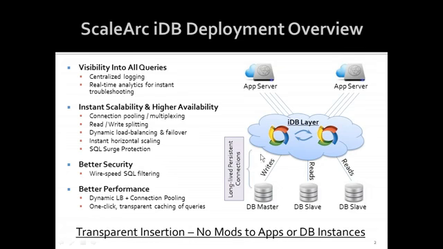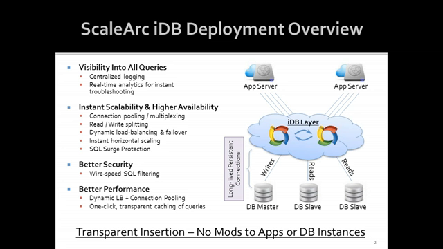IDB, for intelligent databases, is a software technology that is deployed in between application servers and database servers. It's a transparent deployment so that you don't have to make any modifications to applications or any modifications to databases in order to deploy IDB. Once you deploy IDB, which generally takes about 15 minutes, the logging and analytics immediately kick in. And that's really the basis for doing all sorts of stuff with IDB.